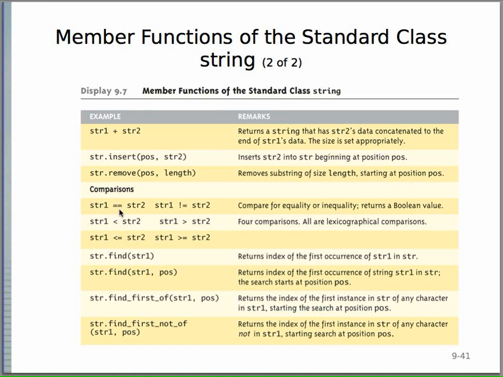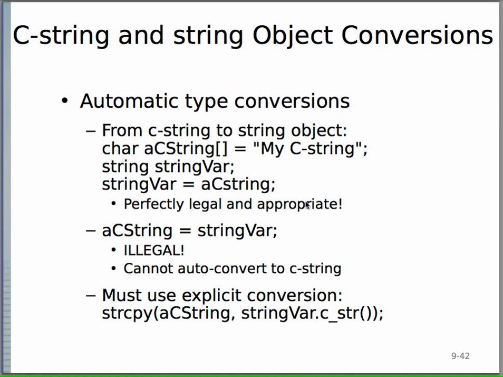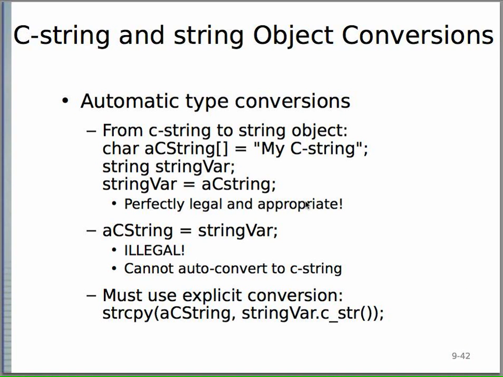For strings you can do this, but remember you don't want to do it for arrays. For C-style strings, that is old arrays of characters, you don't want to use equals. The operators are overloaded for string objects, however. And the one last thing I want you to know is that you can do automatic type conversion. You can assign, for example, a C-style string into a string object, but you cannot do the opposite. So you cannot assign a string object to a C-style string. All right.